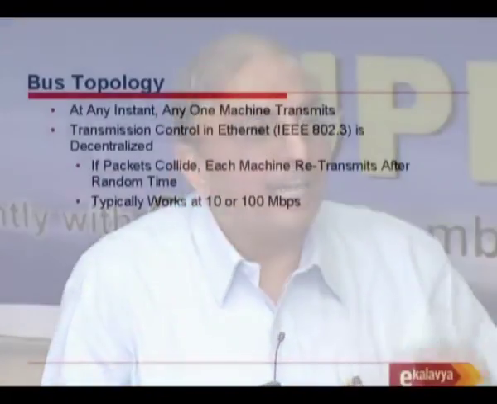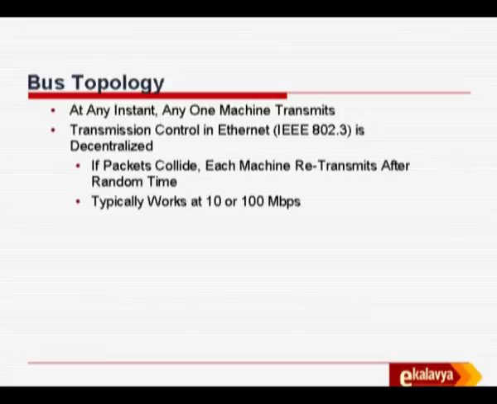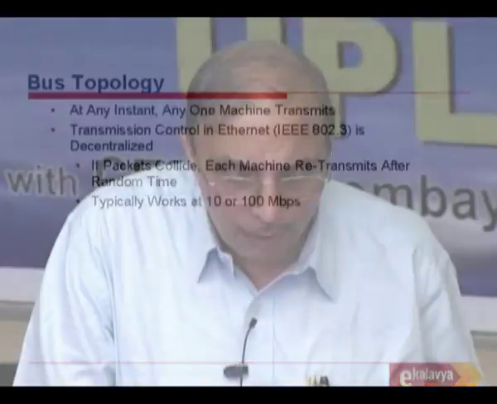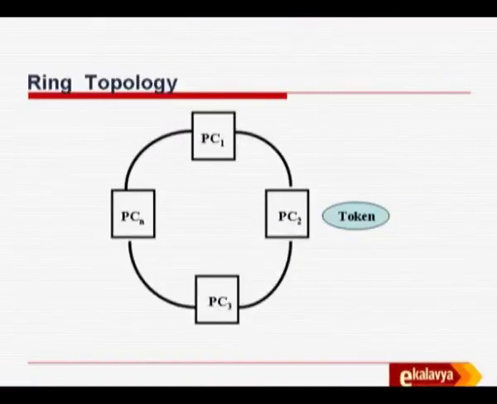However, there is a limit on the number of nodes that can be connected like this before collisions start. And that is why it is called a local area network, limited to a certain number of nodes. But this is understood: if packets collide, people will retransmit after a certain random time, which is internally generated. Ring topology, on the other hand, was developed by IBM in the early days of networking.